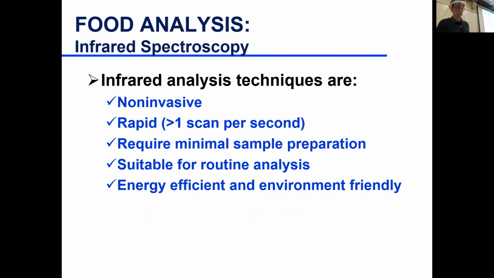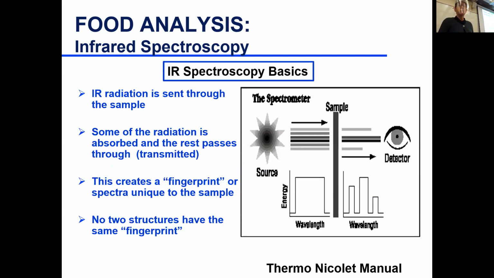Energy efficient, environment friendly, all the good stuff. So same principle. You have the source of your light, IR radiation, that hits the sample, and then the transmitted light gets to the detector and is converted to a spectrum that we use for identification, or we use the absorption of IR for quantification at a particular wavelength.